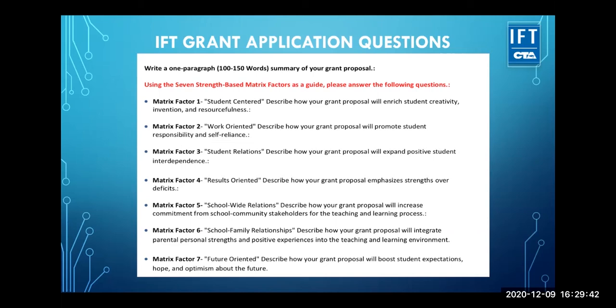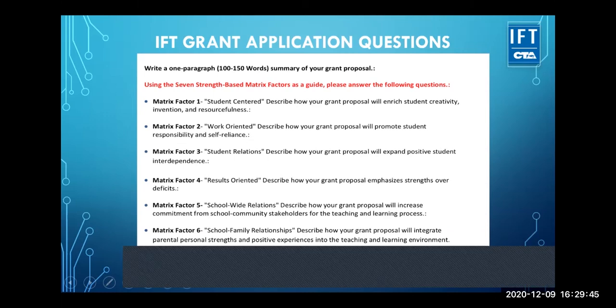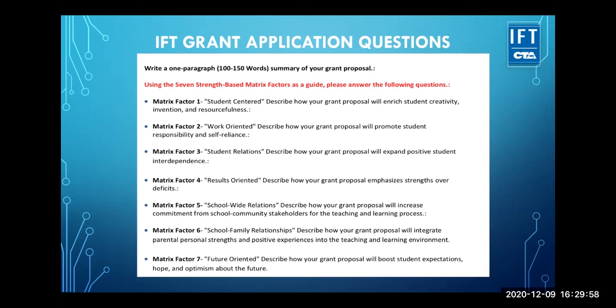Then you have matrix factor 5, school-wide relations. Depending on the environment, how are you going to include school community stakeholders? When we're talking about school community stakeholders, we're talking about your other colleagues at your site. How are you going to get that commitment? How are you going to get them engaged? Your administrator, maybe the other faculty that you have, how are you going to get them engaged?